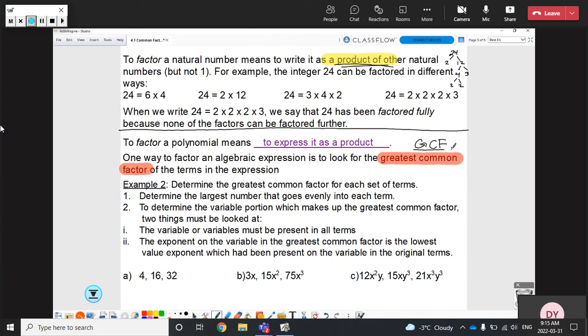GCF. Getting the GCF can be a little bit tough, and we did it different ways in elementary school, and I'll show you what I mean in these three examples down here.